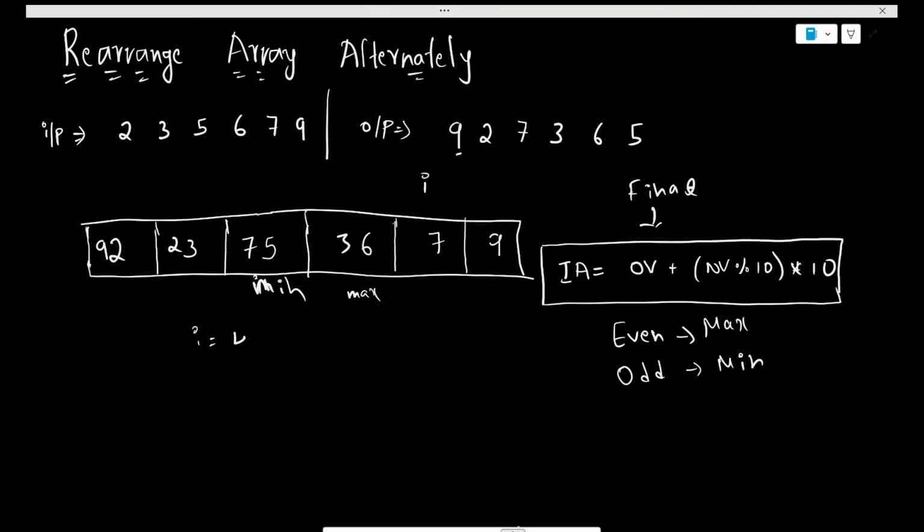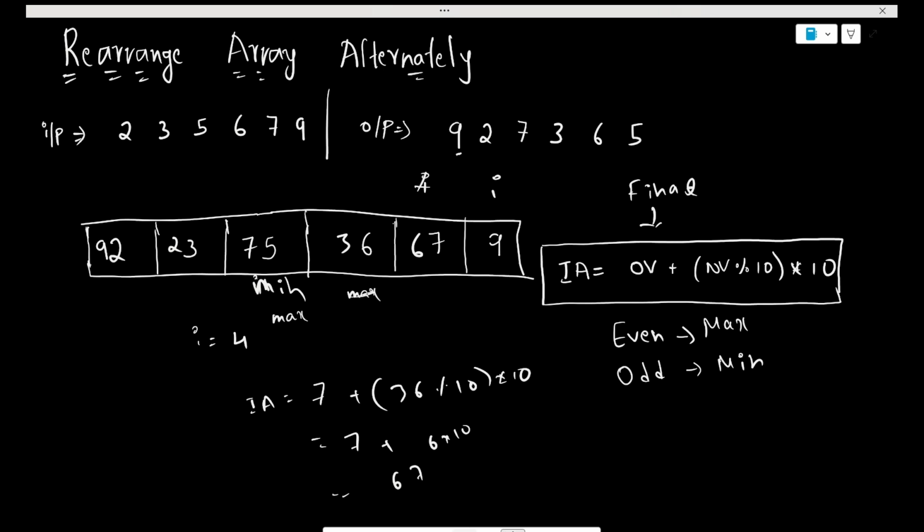And then I is equal to 4. For I equal to 4, the intermediate answer is the old value 7 plus what's the new value? I is equal to 4. 4 means even, so we should take max. 36 percentile 10 into 10. That would be 7 plus 6 into 10, that is 67. Update here 67. And after that I is incremented. We have used max, so decrement max. That's it.